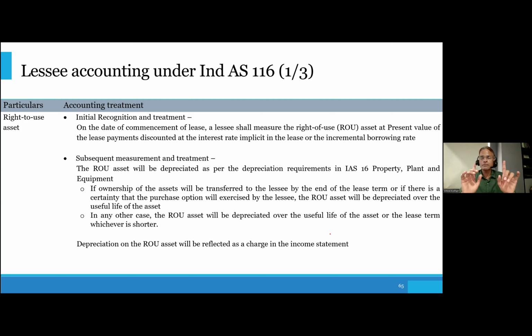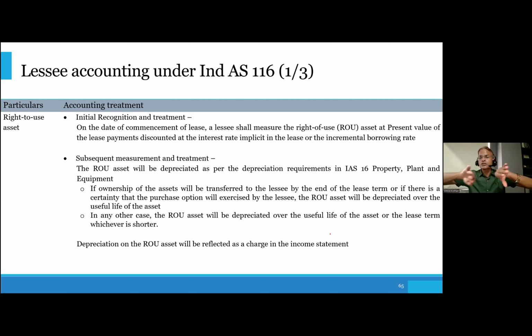Remember, the ROU liability is the present value of lease rentals. Now, I'll come to how the present value is computed in a minute from now. But let's park that question. Assuming we computed the present value, the lessee will not be expensing the rentals in his books of accounts.